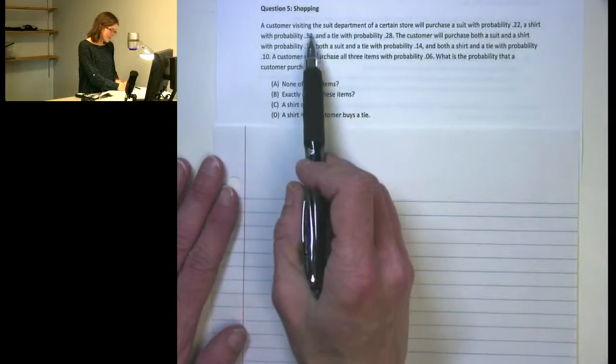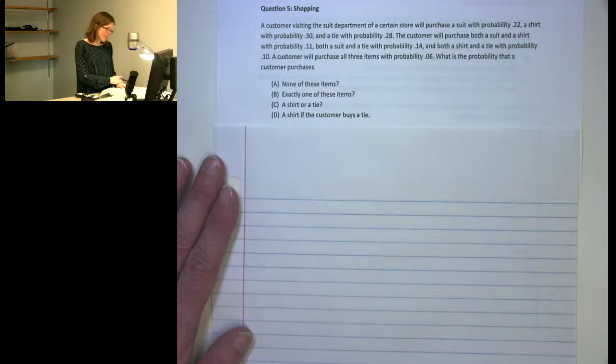We have a customer visiting the suit department of a certain store who will purchase a suit with probability 0.22, a shirt with probability 0.30, and a tie with probability 0.28. A customer will purchase both a suit and a shirt with probability 0.11, both a suit and a tie with probability 0.14, and both a shirt and a tie with probability 0.10. We also know that the customer will purchase all 3 items with probability 0.06, and we want to figure out some of these probabilities.